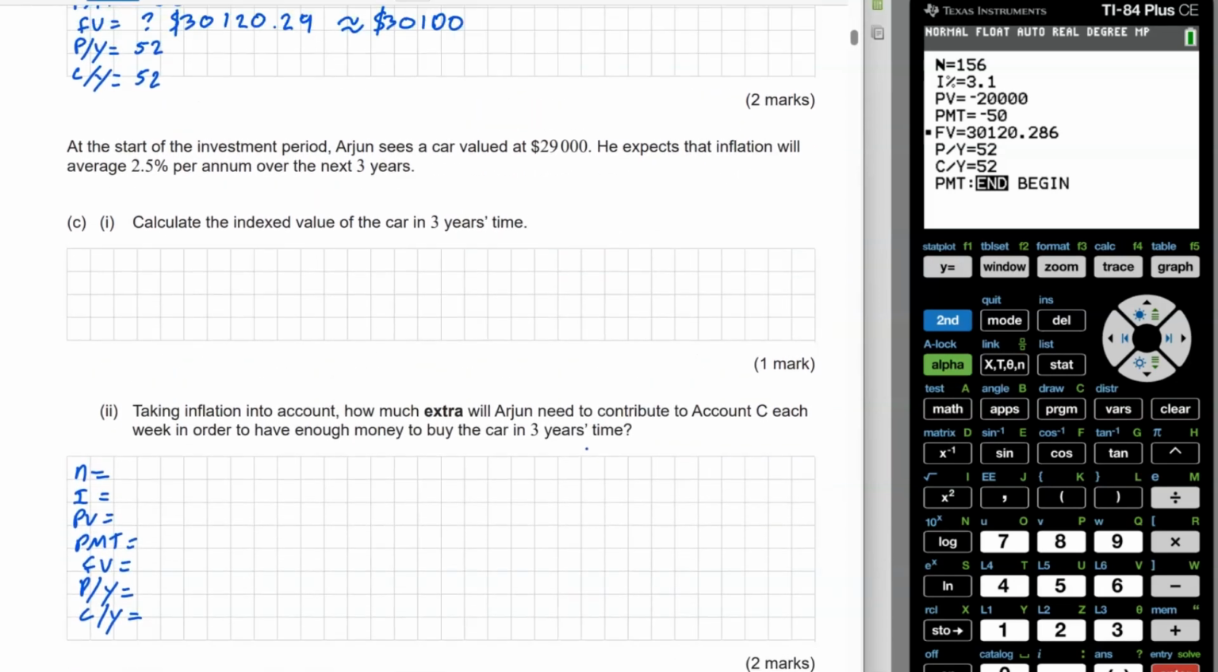Okay, so he's ready to invest, and then he sees a car and it's valued at $29,000. Arjun, obviously a pretty smart guy, is realizing that inflation is going to affect the price in 3 years' time. And so he's thinking that it's going to be an extra 2.5% per year indexed for inflation. So we need to find this indexed value. To find this, we are going to take the 29,000 and times it by 1.025, and we're going to do that 3 times for 3 years.